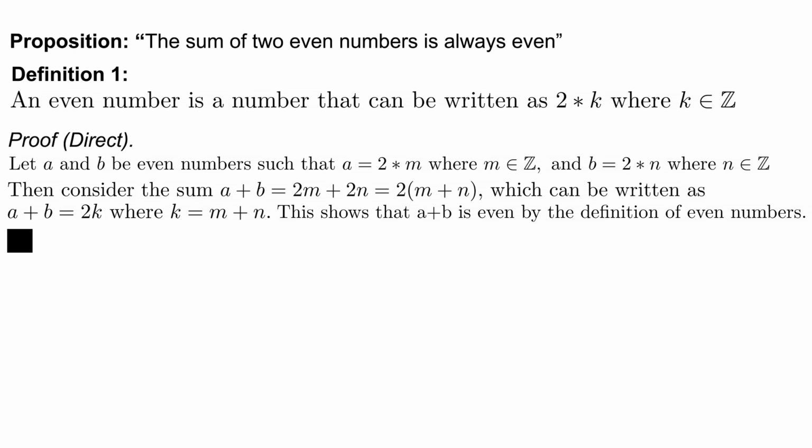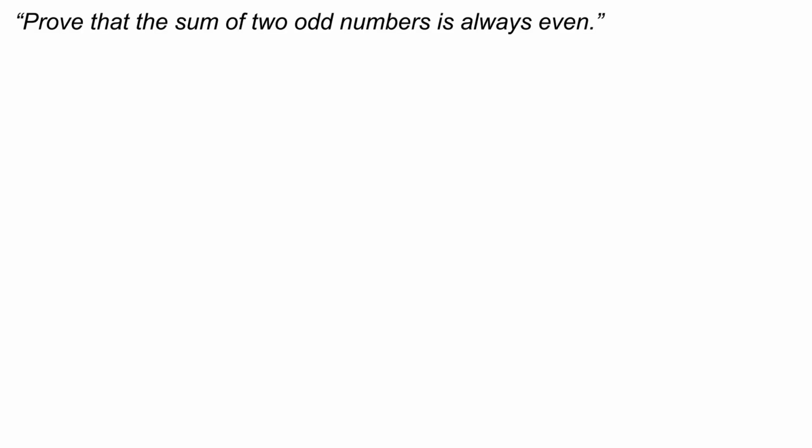Now that you've seen this example, try to write this proof on your own. Prove that the sum of two odd numbers is always even. Pause the video and really try to work it out on your own. Just remember the structure: statement, definitions, proof in logical steps, conclusion connecting back to the statement. In a few seconds, I'll reveal a solution.